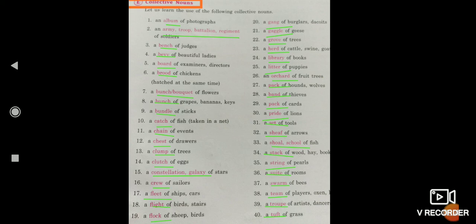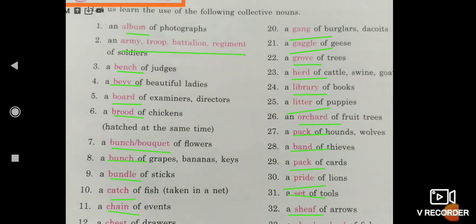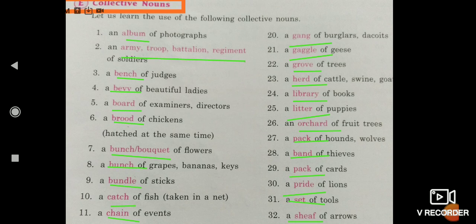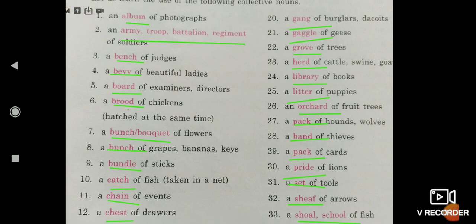Now in the last two exercises we have to fill the blanks with collective nouns. Here are the collective nouns which we have to read and understand well, like an album of photographs. Here the underlined words are collective nouns and they are representing a group of things or objects. Which group of things they are representing, we have to learn. Like album is a group of photographs. So here album is a collective noun.